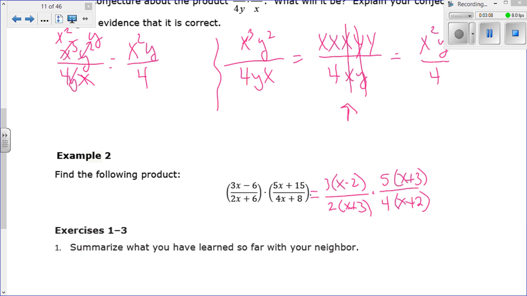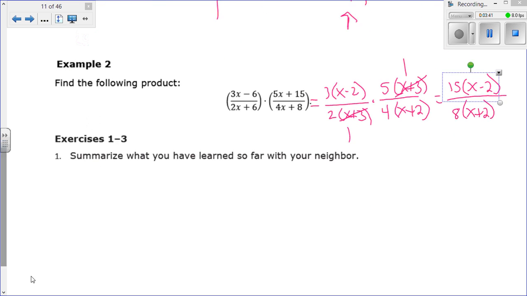So I have an x plus 3 and an x plus 3 that cancels out. Nothing else appears to cancel out because the x minus 2 and the x plus 3 cannot. So if I multiply across, I will have a 3 and a 5 left over, which will give me 15, and an x minus 2. In the denominator, I have 2 times 4, which is 8, and an x plus 2. So that is my final answer.